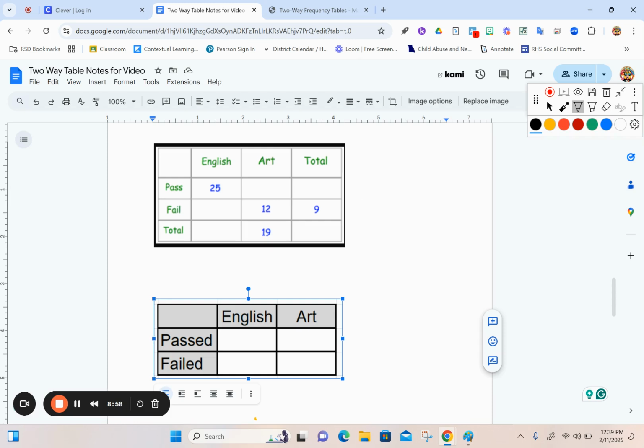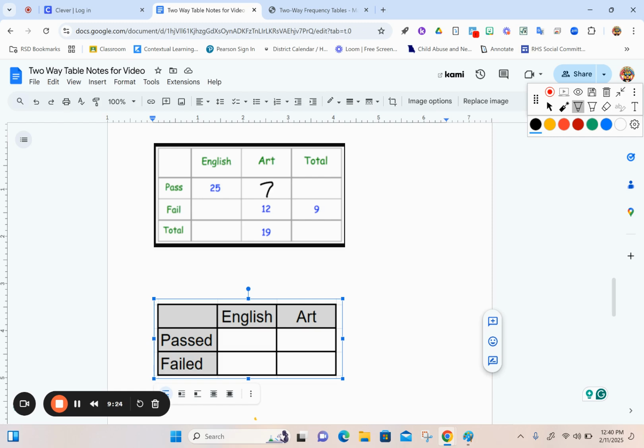12 did art, but a total was 9. That doesn't make any sense at all. I'm questioning this because that would make that -3, but you can't have -3 that failed. I think somebody messed up on the chart here. Let's go to a different one. See if we can figure this out.